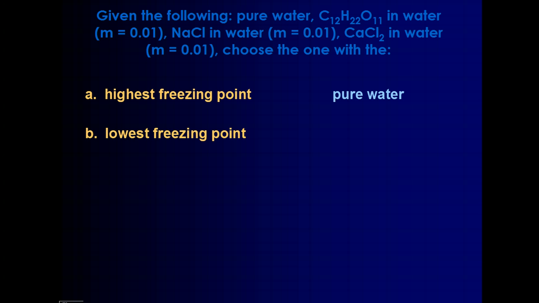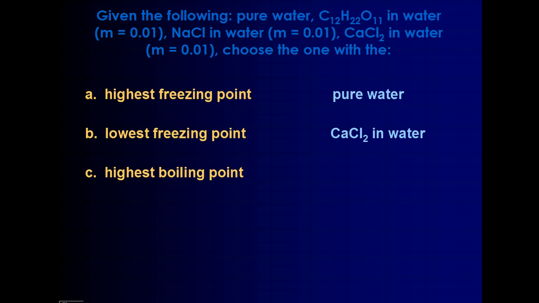The lowest freezing point will be the one that has the greatest i value, because it's the one that's going to interfere the absolute most with the solid being able to form, and that will be calcium chloride. And this is because they're all at the same molality. If they were in different molalities, you would have to compare the i value to the concentration and determine which one is having a greater impact, or what the product of those two would yield the greatest impact.